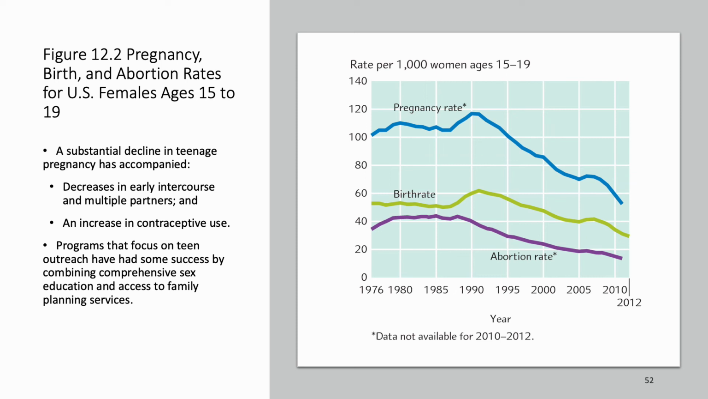And here is a graphic that shows you the pregnancy, birth, and abortion rates in the U.S. for 15 to 19-year-olds. And this is important because what you notice is the rates of pregnancy, abortion, and births have all decreased consistently since around 1990, where they peaked. A substantial decline in teenage pregnancy has accompanied decreases in early intercourse and multiple partners and an increase in contraceptive use. And programs that focus on teen outreach have had some success by combining comprehensive sex education and access to family planning services.